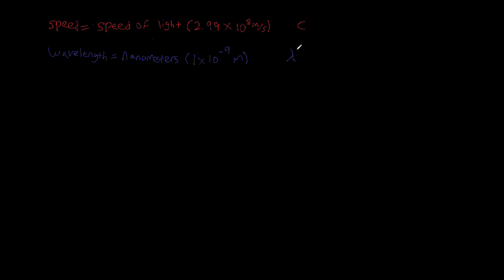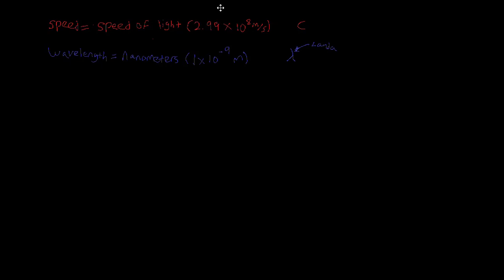So this is a special Greek character that we call lambda. This special character lambda is going to be the variable symbol that we're going to use when we talk about wavelength.